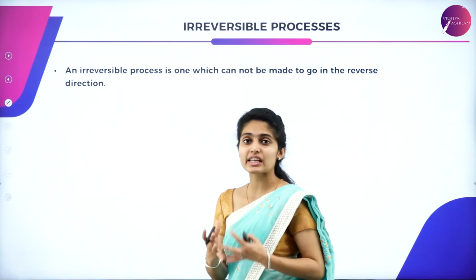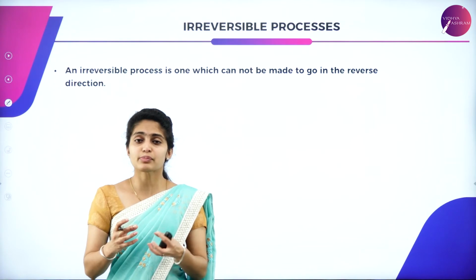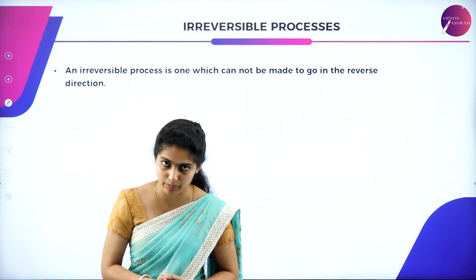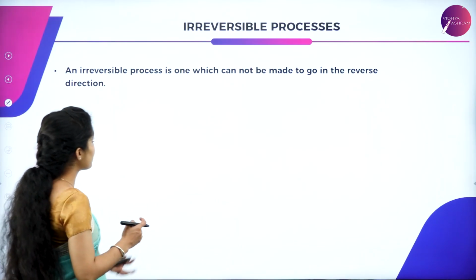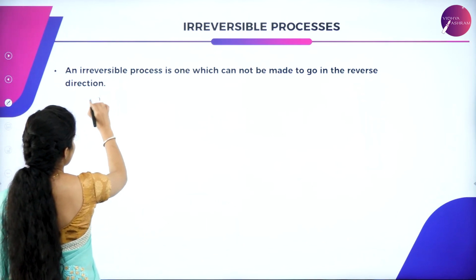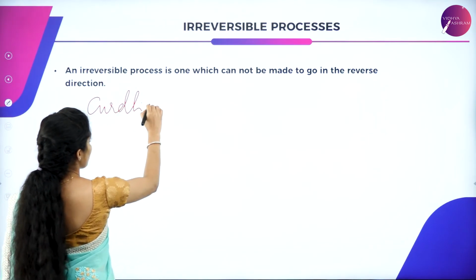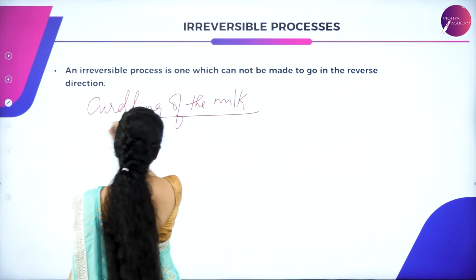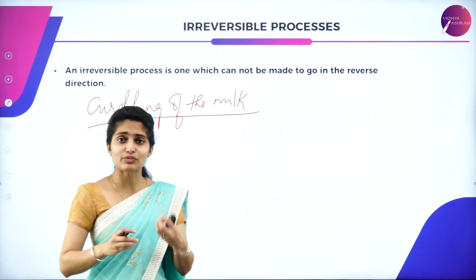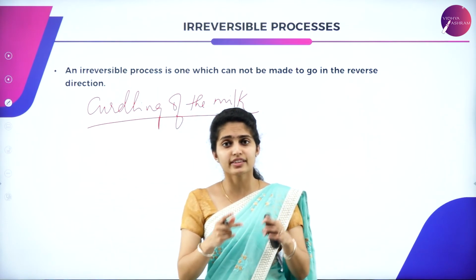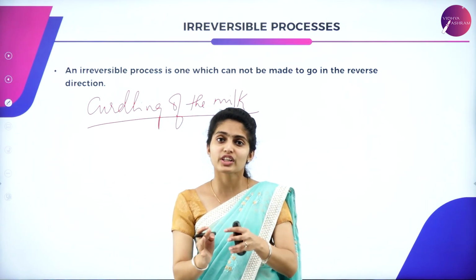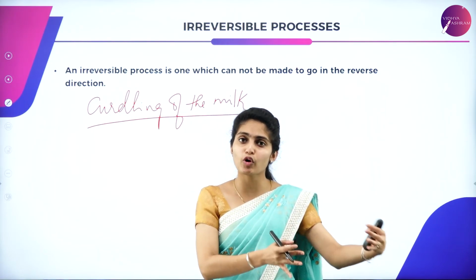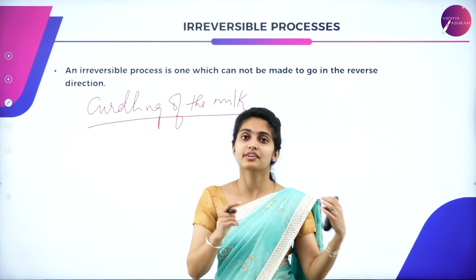Now let us get into the irreversible process. What is meant by an irreversible process? It is a process where no reverse action takes place. For example, the curdling of milk is a general example for you to understand. Suppose milk becomes curd, can you get the curd back to milk? No. You can only turn curd into butter or ghee. Like that, you can keep on moving forward, but it will never return backward.